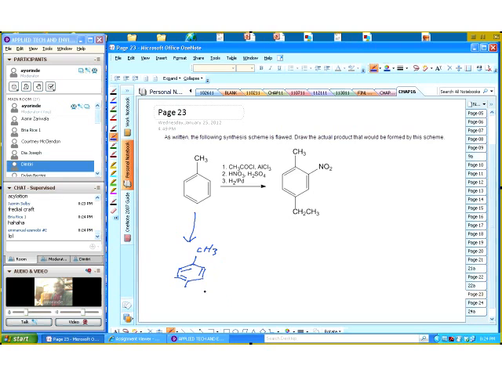Okay, so we have this here. We are going to perform Friedel-Crafts acylation, and in this case, the methyl group is directing to the para position. So that is this here. That is step 1.